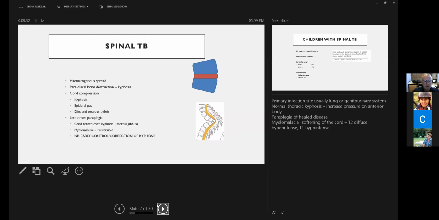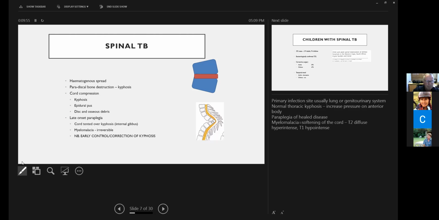Cord compression is a result of the kyphosis, and also because of epidural pus and disc and osseous debris. Then late onset paraplegia, this is quite important. Late onset paraplegia is also known as paraplegia of healed disease. It's where the cord is tented over the kyphosis.